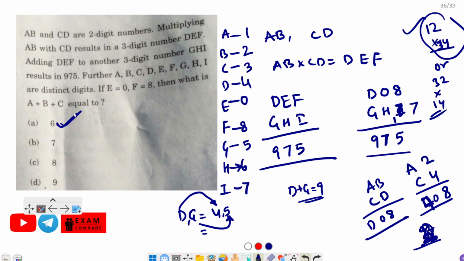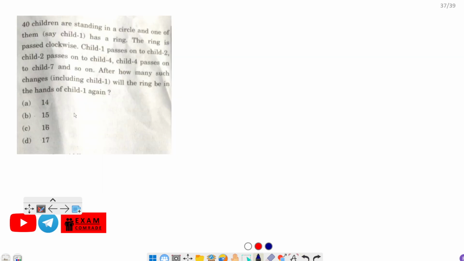This is a lengthy question. Better to skip this in the exam. Next question, I think we have already done this. The answer we got is 15, right? Okay, next question.